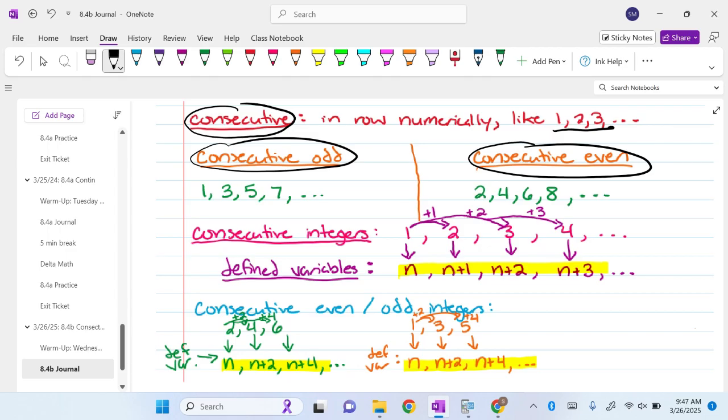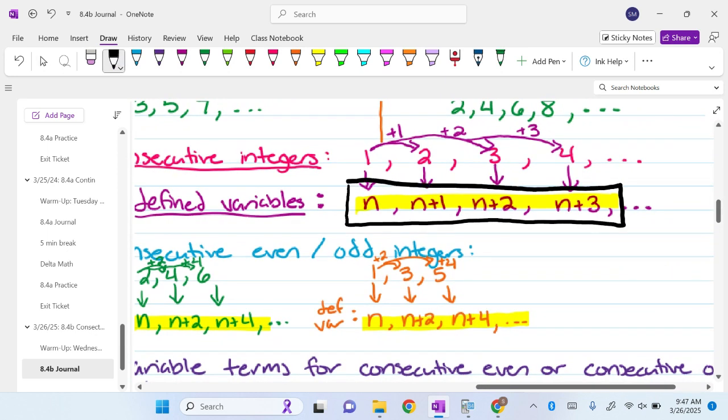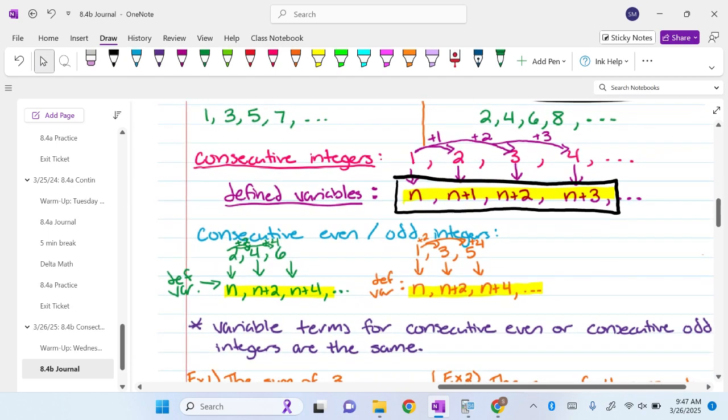Now, that's just definitions. The biggest thing you need to pay attention to is this right here. So I would either highlight that, box it, whatever you need to do, because that's the biggest part of that entire part in the journal right there.